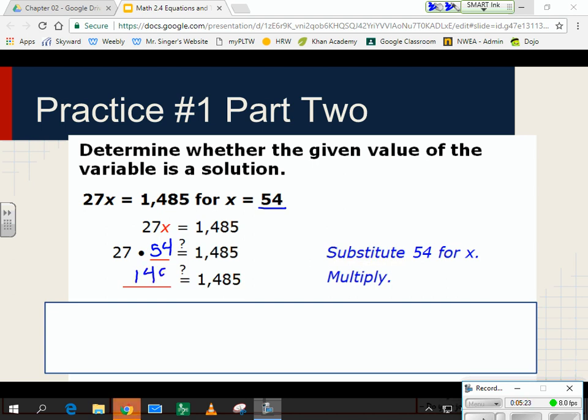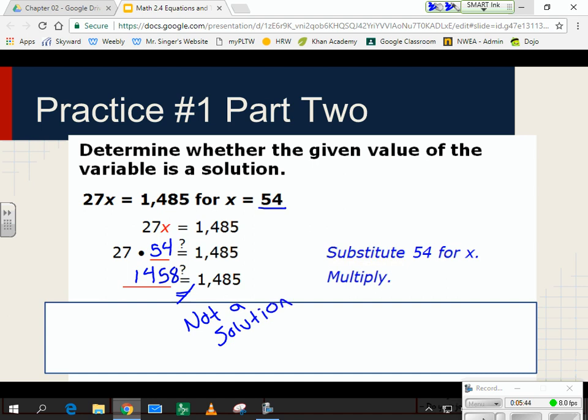1,458. Now, if you look at both numbers on the sides of the equal sign, they both have a 1, they both have a 4, they both have a 5, and they both have an 8, but they're in different orders. So this would be an example of not a solution.